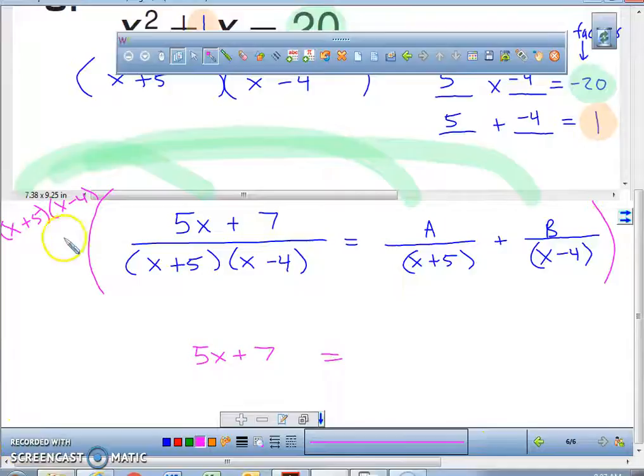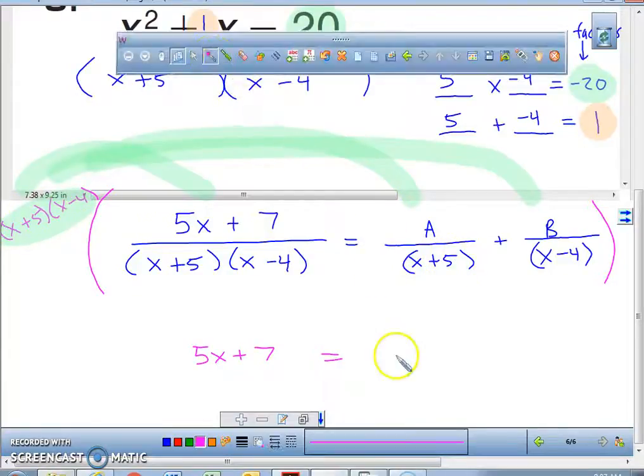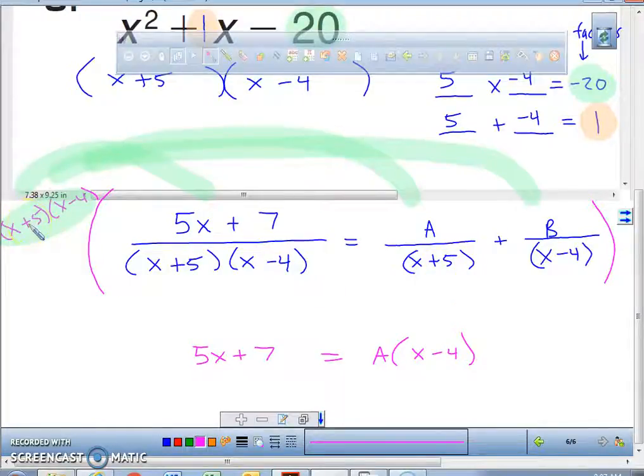Now over here, if I take this right here, I'm going to highlight it, and multiply it to the A, what's eventually going to cancel out? The x plus 5s will cancel out. So here's what we have left: an A, and in the numerator an x minus 4 that still is left, because this x plus 5 cancels that x plus 5. And we have x minus 4.